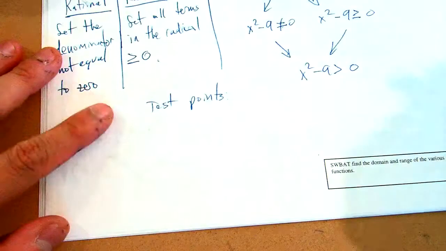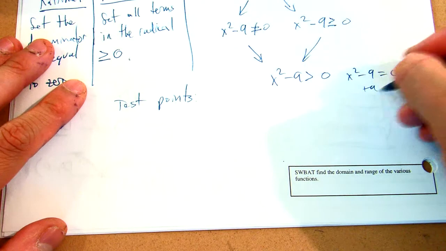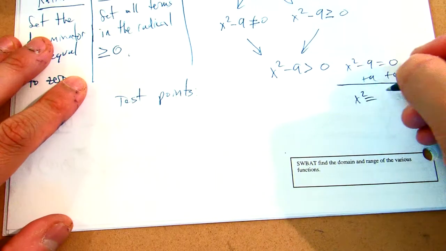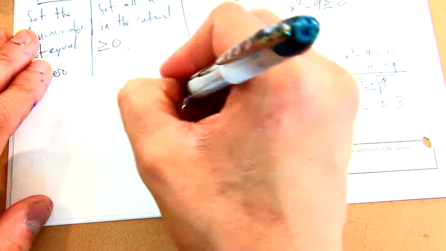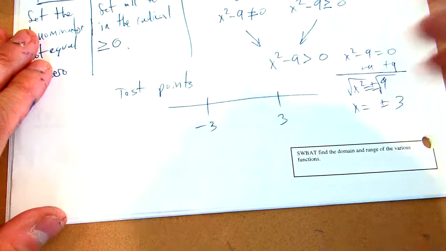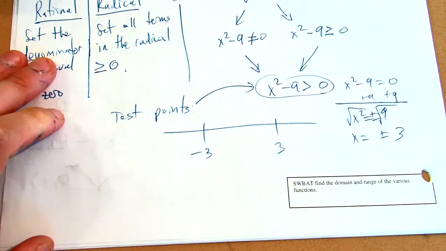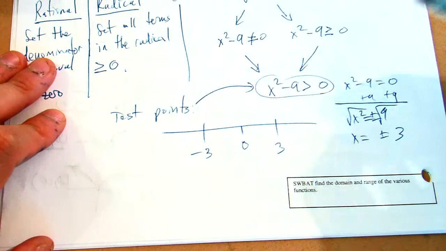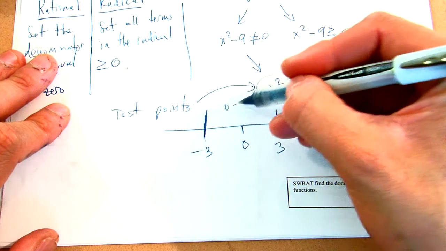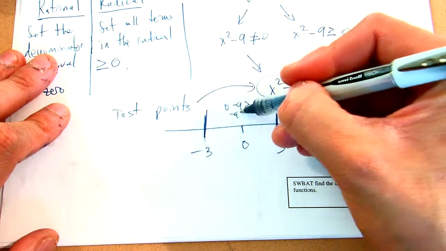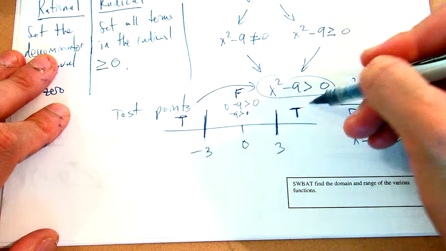And we need our roots here, and our roots are at, when we set it to 0, we add 9. So x squared equals 9, square root, and don't forget plus or minus, so x equals plus or minus 3. So we put it at negative 3 and 3, and just test a point. Remember, you're going to test into here. Test into this one. I'm going to pick 0. If I put 0 here, you're going to get 0 minus 9 is greater than 0. That means negative 9 is greater than 0. This is clearly false, which means this is going to be true, false, true.